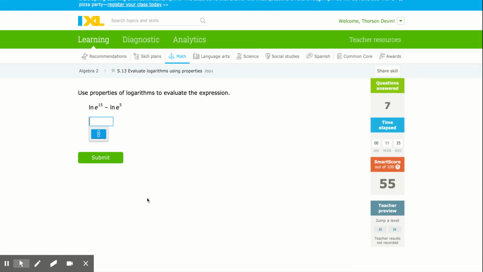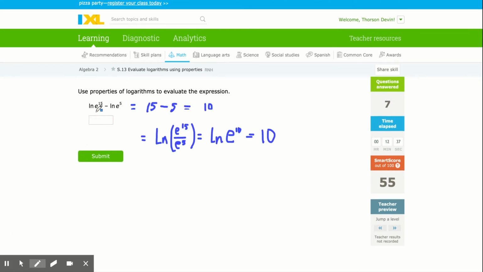Okay, now we're using a natural logarithm, which, remember, is base e, and we're using the number e inside the logarithm. So natural log base e of e to the 15 is just 15. Natural log base e of e to the 5 is just 5. 15 minus 5 is 10. Or we could use properties of logarithms and divide e to the 15 by e to the 5. Using our properties of exponents, 15 minus 5 is 10. And again, log base e of e to the 10 is just 10. So our solution is 10.